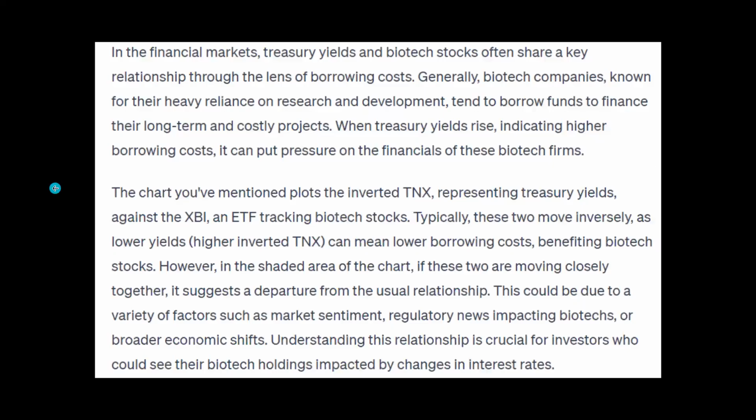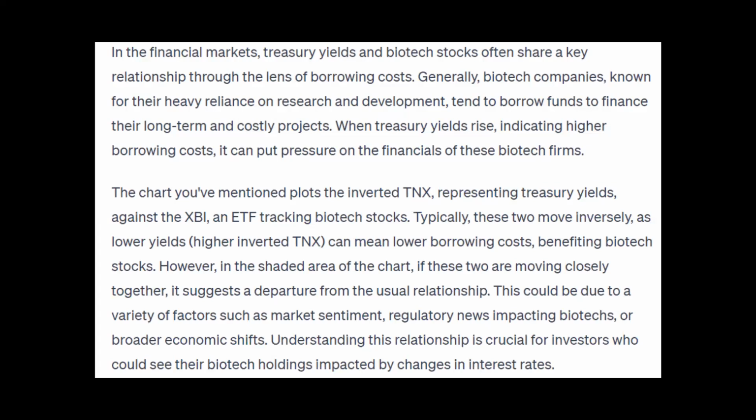Now, I went ahead and went to ChatGPT to try to explain it to you guys in a really good way. ChatGPT is just fun to use. I already know the inverse relationship between these, but ChatGPT does a really good job of explaining why. It talks about how in the financial markets, treasury yields and biotech stocks often share a key relationship through the lens of borrowing costs. That's the important part there.